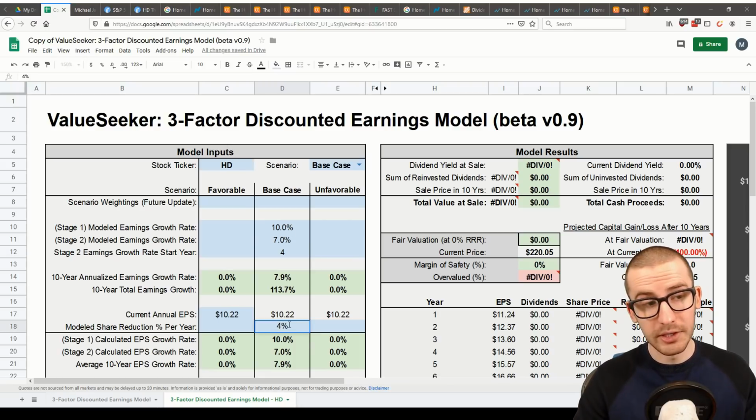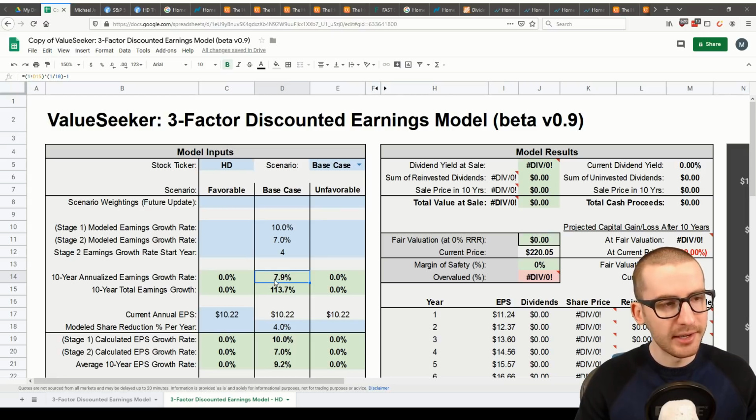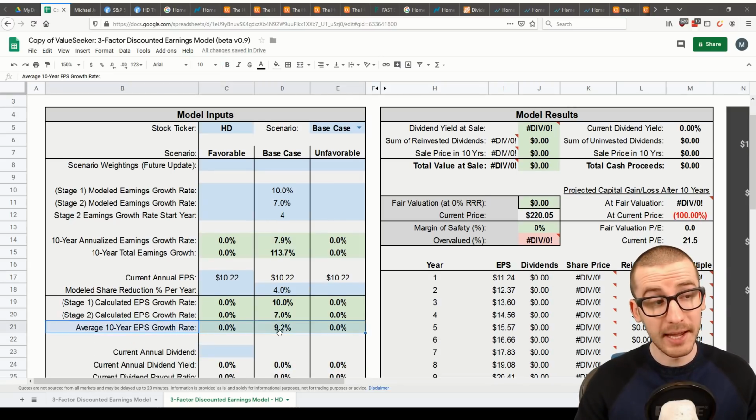As we saw earlier from the share count reduction, we'll assume that Home Depot still continues to buy back around 4% of the share count per year. From this, we now have a calculated 10-year annualized earnings growth rate, or on average over the 10 years, how much we expect the earnings of the company to grow. Notice that the average 10-year earnings per share growth rate is actually higher, at 9.2% instead of 7.9%, and that's due to the impact of the share buybacks that are reducing the share count over time.